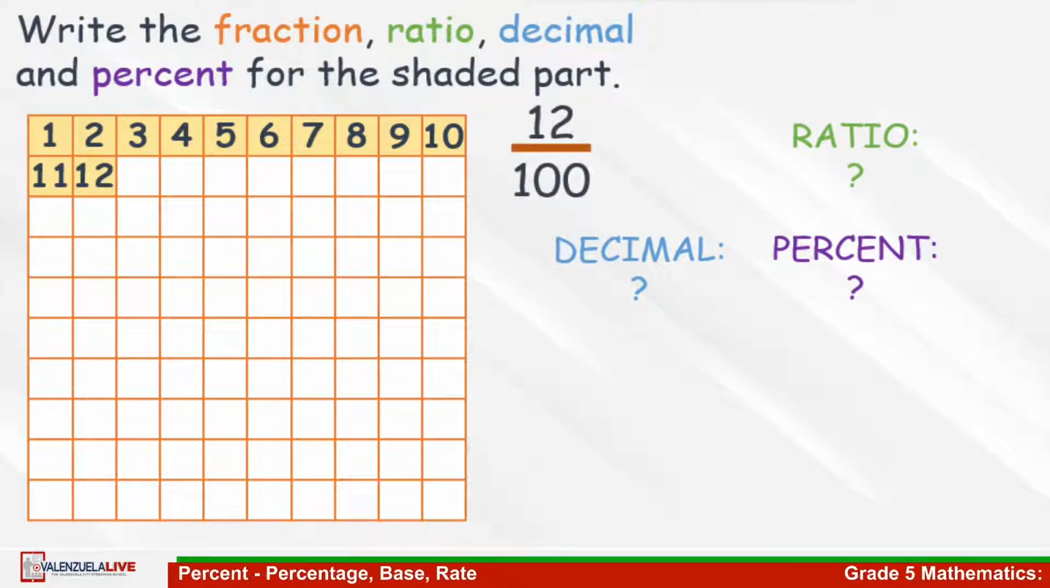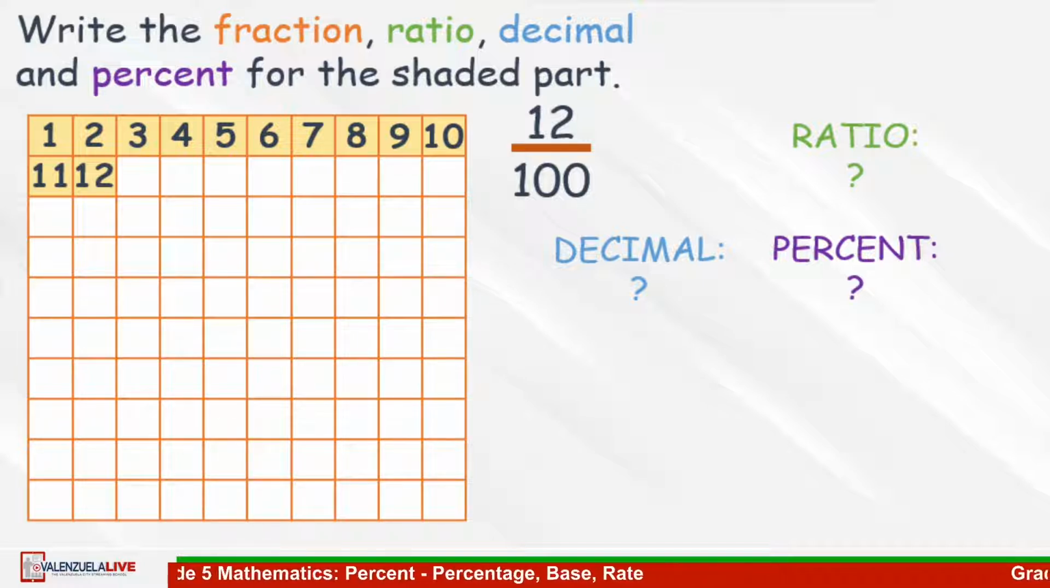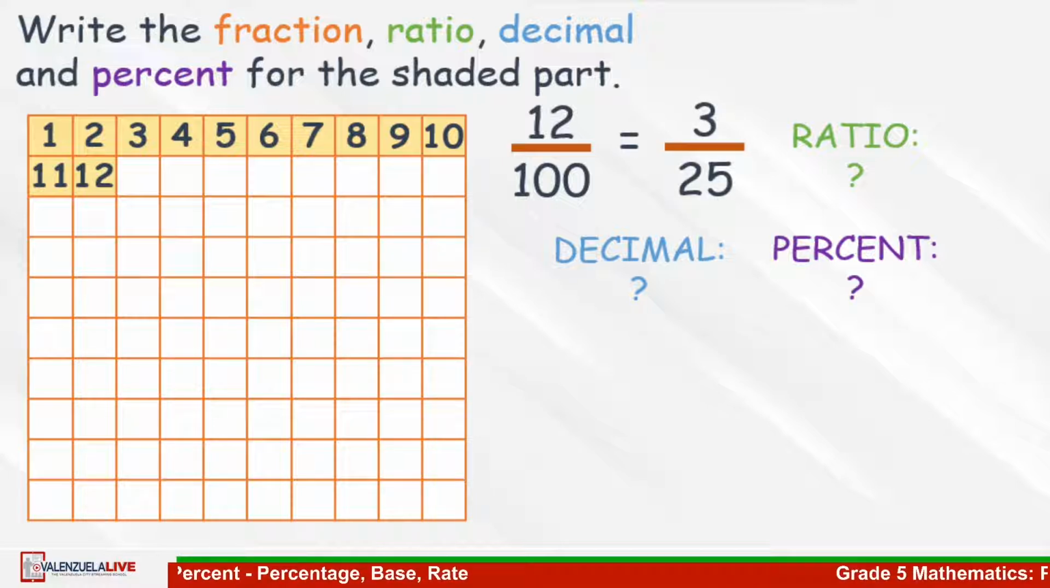Okay, the fraction form is 12 over 100. The numerator is 12, the shaded parts, and the figure is equally divided into 100 parts. Now, remember, a fraction is always expressed in lowest term. So, the lowest term of 12 over 100 is 3 over 25.